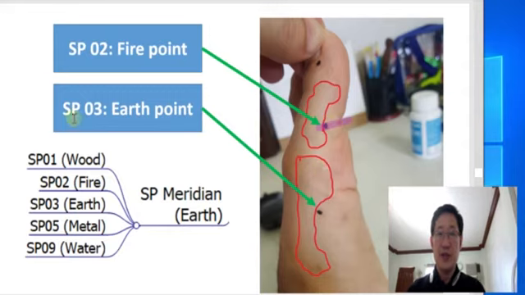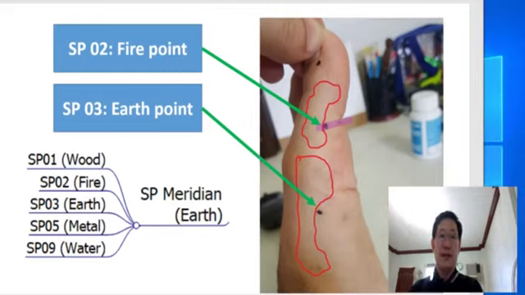And the SP03 point is here. Here is the bone head, also the curve of the bone head. This line looks like a shallow line. So follow the shallow line, and where the shallow line stops, at the curve of the bone head, you can find this point.